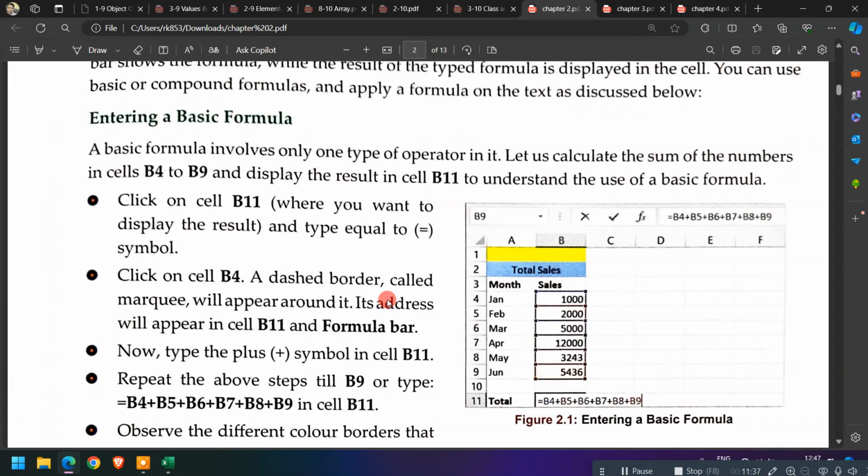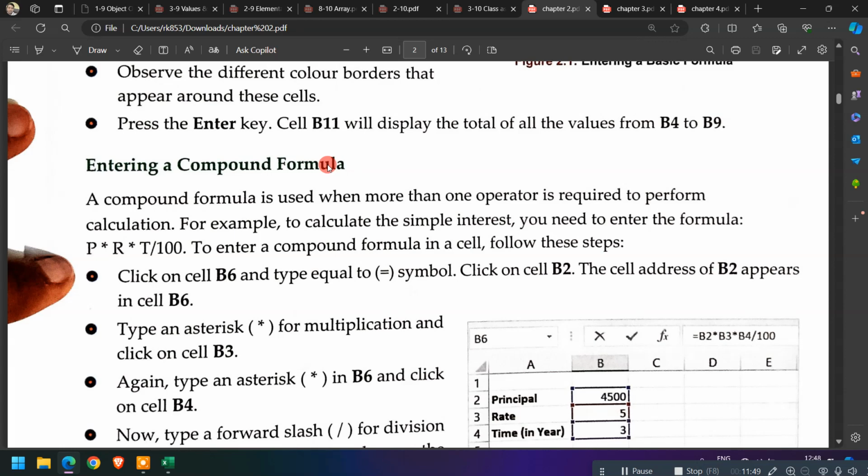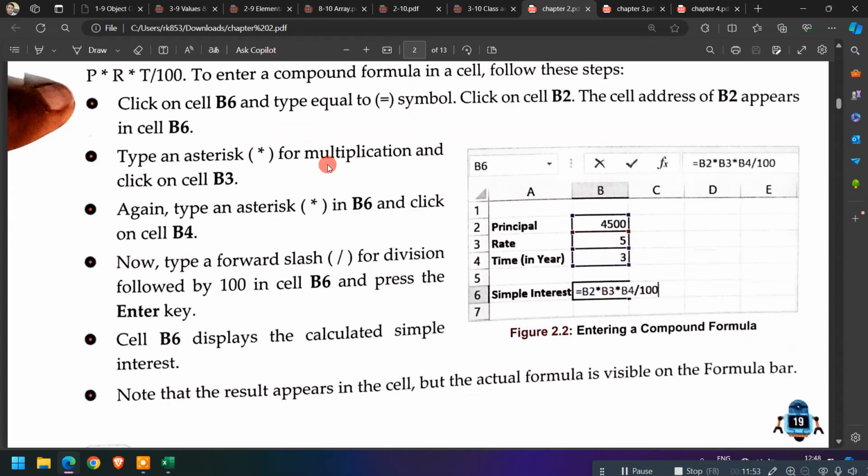Next, entering a basic formula. A basic formula involves only one type of operator in it. Let us calculate the sum of the number cells, and press the Enter key. Then entering a compound formula.